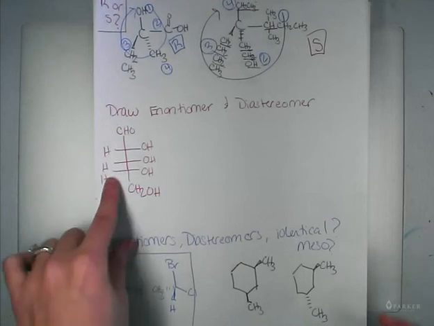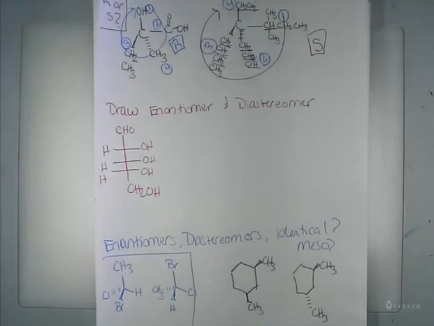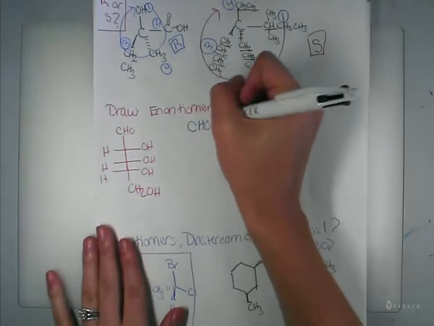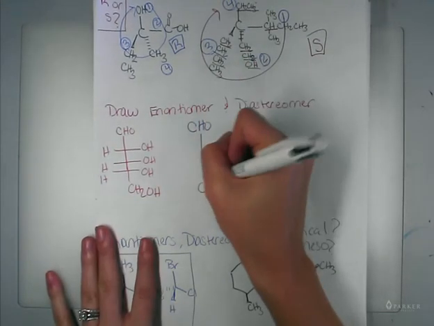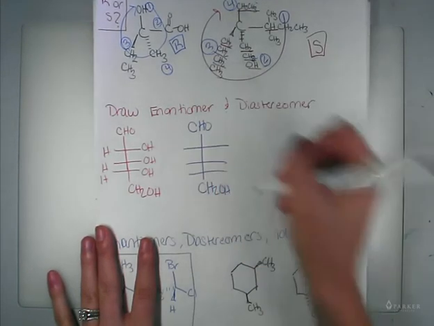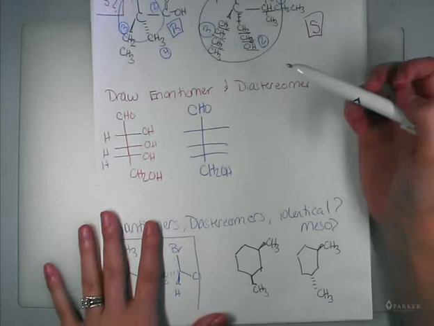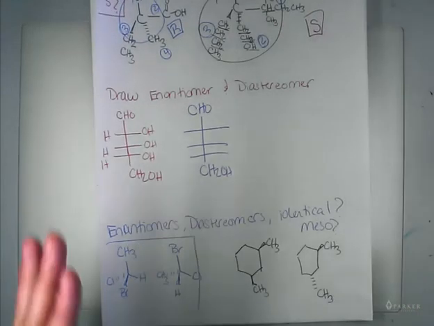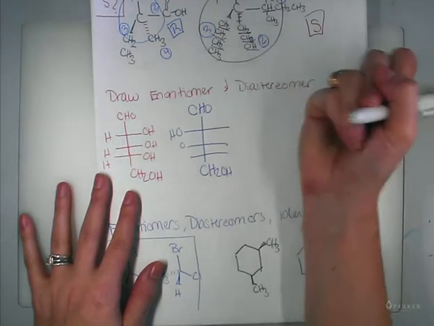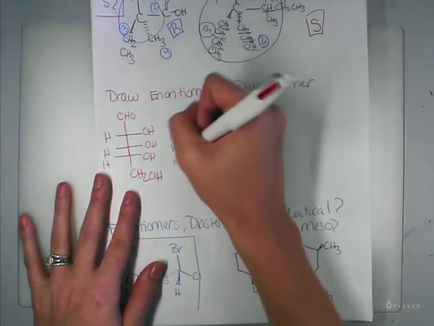All right, now let's look at this one. We want to draw the enantiomer. What does that mean? Mirror image. So how do I draw that? Yeah, the top and the bottom will look the same. And then what changes? The OHs, where do I put them? On the left or the right? The left. All of them? Yes.